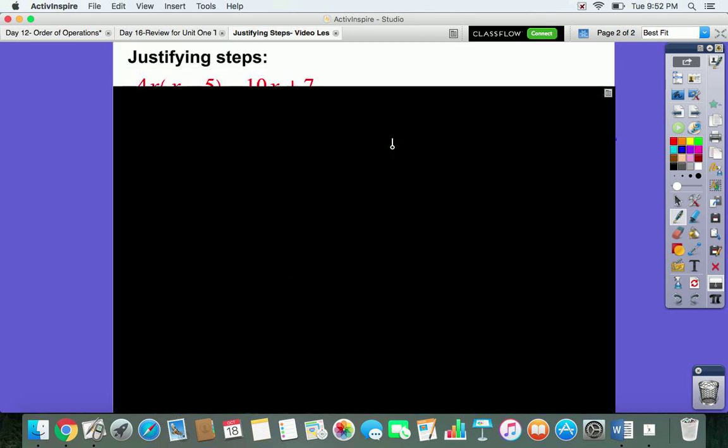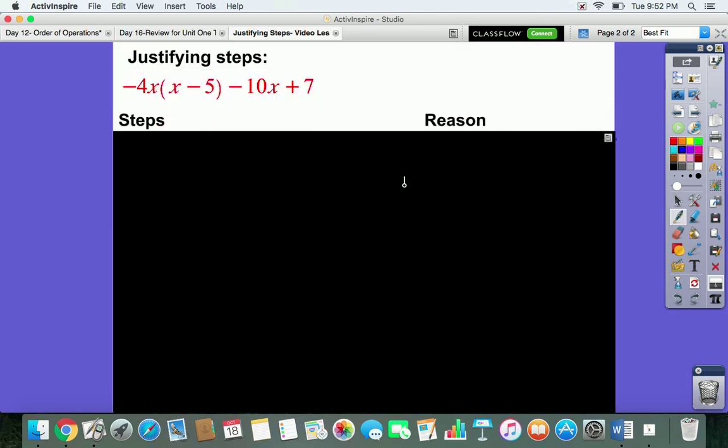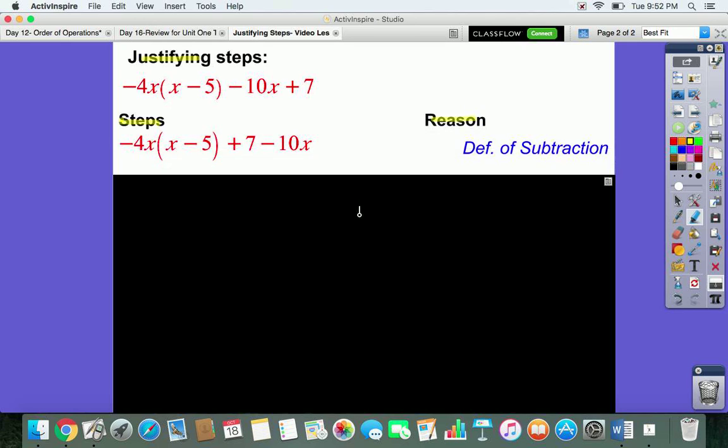All right, let's take a look at one more example. Okay. Again, it's a justifying steps. You know it's justifying steps because you'll see the directions will say justify your steps. So look for that word justify. You'll see the problem set up for you, steps and reason. So I'm going to start by recopying the problem as my first step.